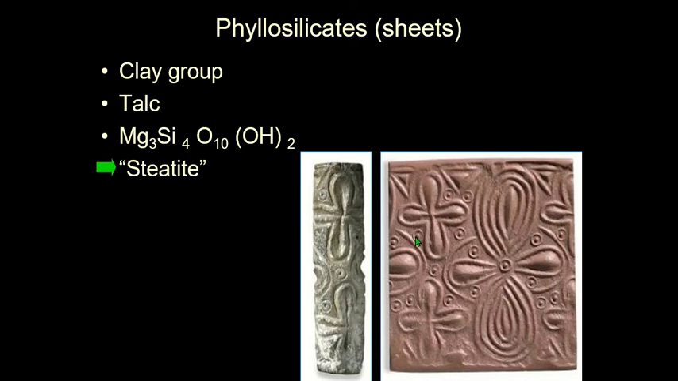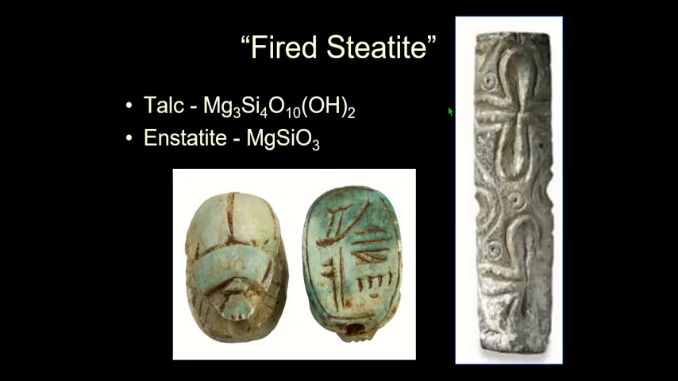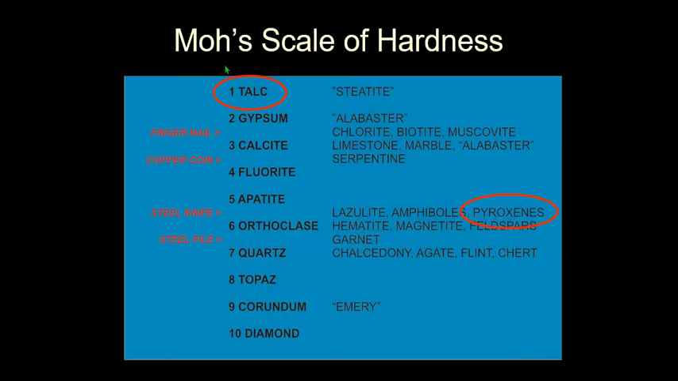So what they would often do is fire it. And so you would work the very soft talc, and you fire it, and it loses its water and becomes enstatite, which is a pyroxene. And so you can see it goes from a hardness of 1, and you put it in a fire for a bit, and it becomes a hardness of 6, which is pretty hard, really.